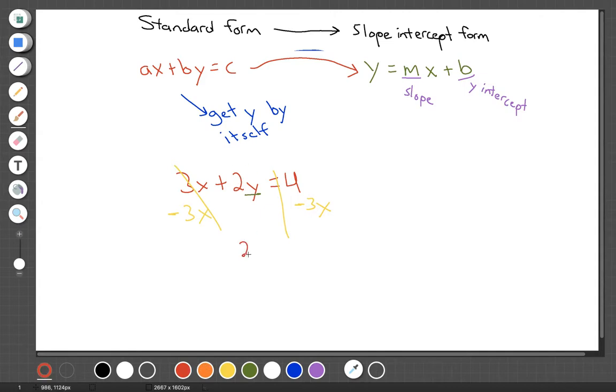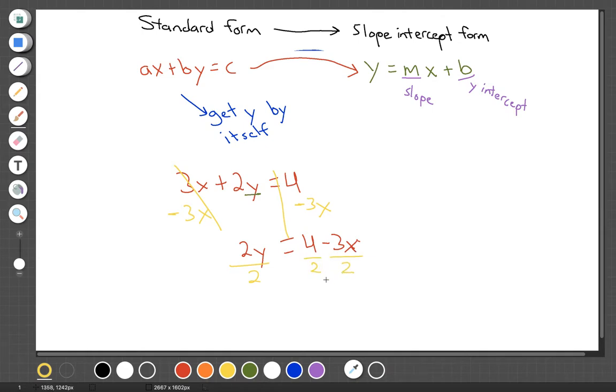2y, we're going to pull down. Pull down my equal sign. 4 minus 3x. Well, I can't do anything to that, so I'm just going to write it: 4 minus 3x. So we just subtracted 3x. That canceled out. Now we have 2y. We still need to get rid of the 2, so we're going to go back and divide by 2. But this is where you've got to remember, I'm dividing by 2 here, so you've got to divide by 2 everywhere.